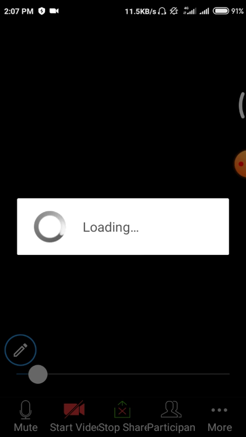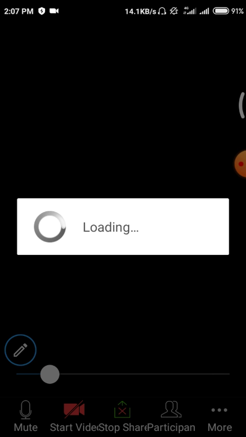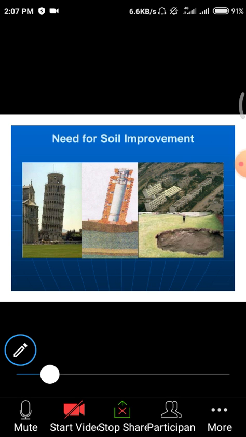First of all, we need to have this introduction. This is why we need to apply these soil ground improvements.